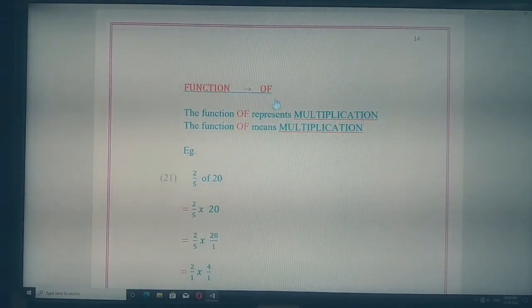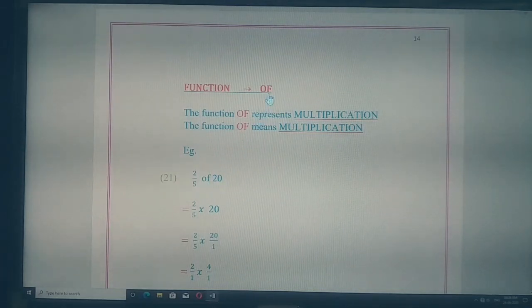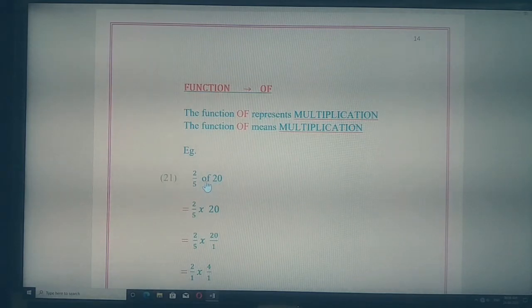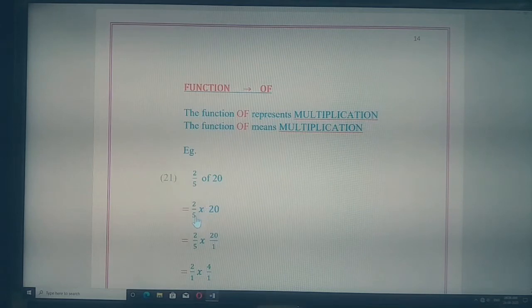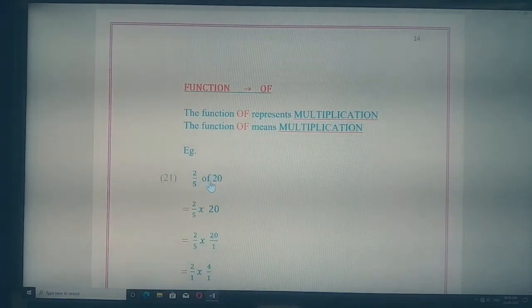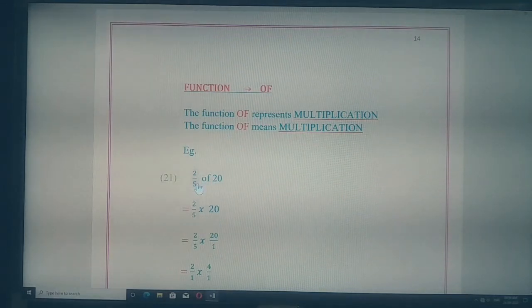So whenever the word "of" is given in a mathematical expression, we have to understand that "of" represents multiplication. That means instead of the word "of", we have to just multiply the two quantities between which "of" is written. 2 upon 5 of 20.